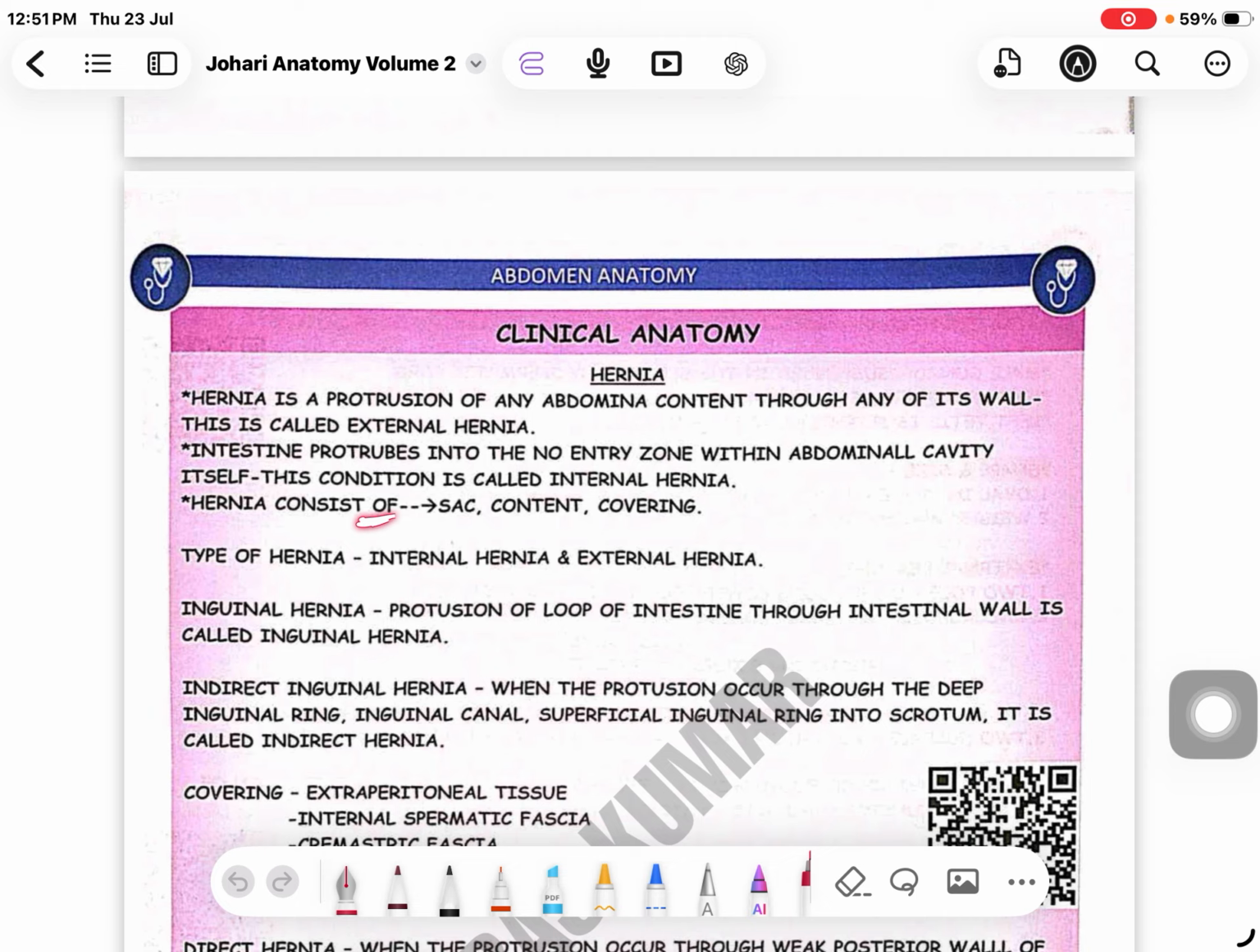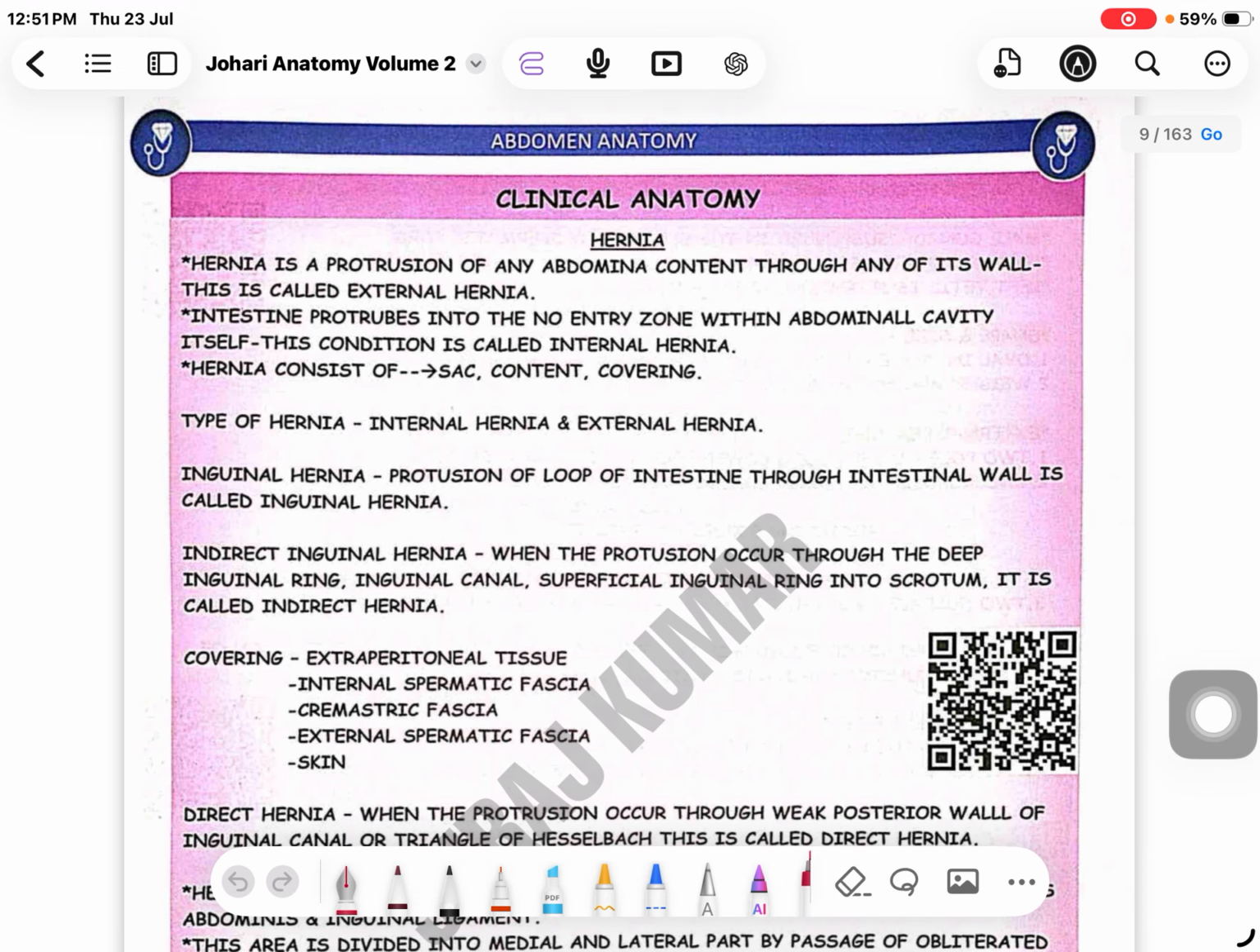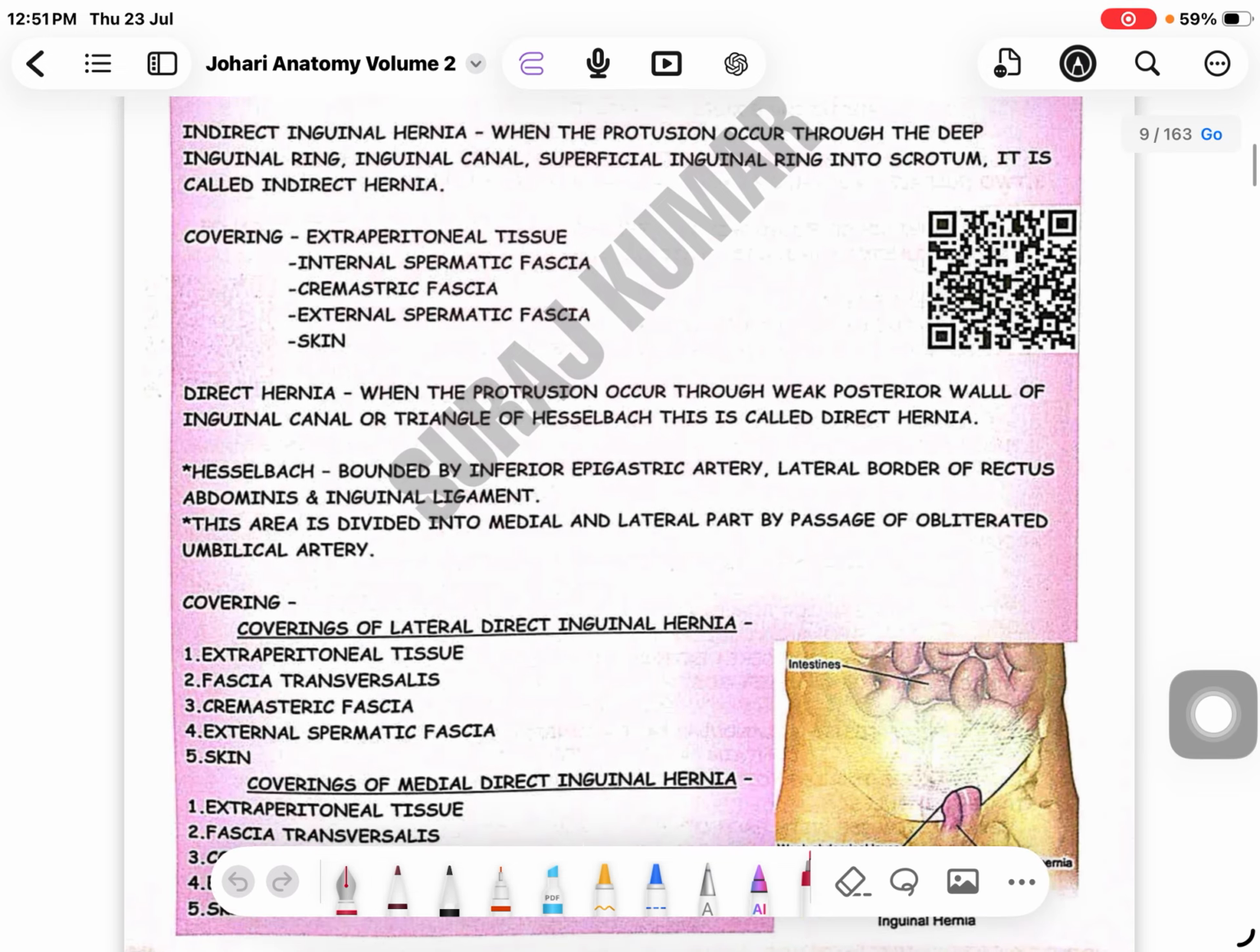A hernia consists of a sac, contents and covering. We will have a sac, we will have some contents, and there will be some layers which cover this. Types of hernia: internal and external hernia. Inguinal hernia: protrusion of a loop of intestine through the abdominal wall is called inguinal hernia. Indirect and direct hernia we also have.